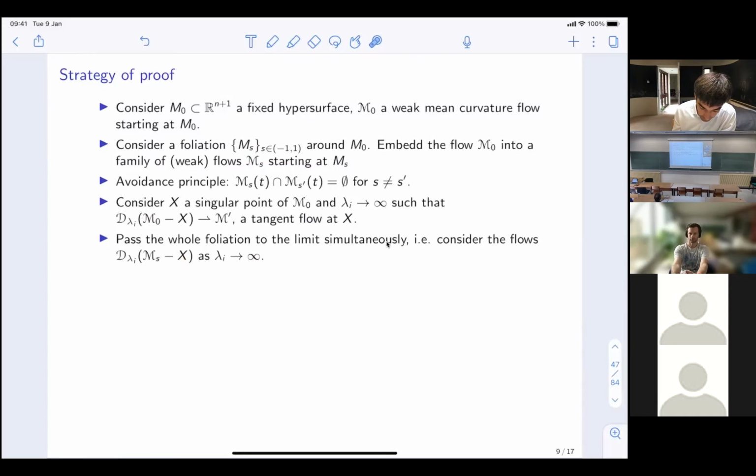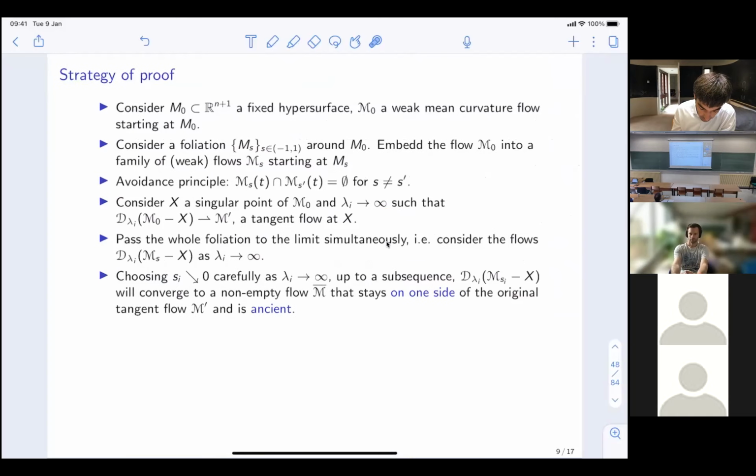Okay, so what you can do now, you can choose this sequence SI here. You see carefully as it goes to 0, as you do this blow up, then you look at these flows. What you do is you choose this SI so that this flow here always has distance 1 to the origin in space-time. That's the idea. If you take distance 1, then after taking this limit of rescalings, you will see something. It has not escaped. There is something, but you see what you get here.